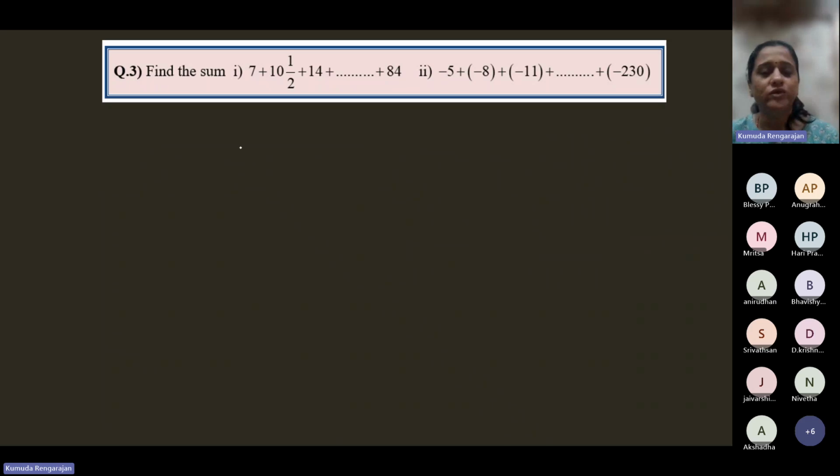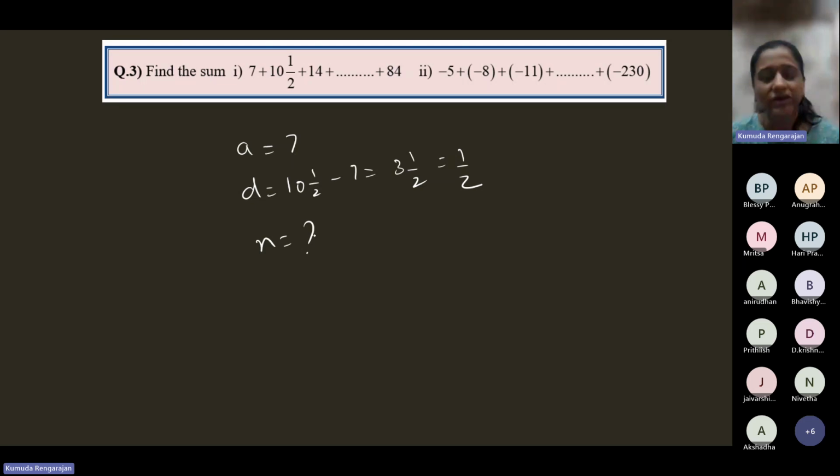Now for the first AP, you know a is 7, and d is 10.5 minus 7, which is 3.5, or 7 by 2. What is n? What's the value of n? You don't know. From 7 to 84, how many terms are there? No, we don't know. It's not given. But we can find. From 7 to 84, how many terms are there?